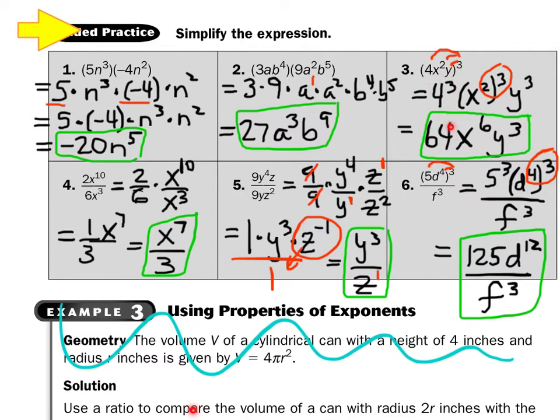So 4 to the 3rd power is 64, and then I copied the x, and I circled the 2 times 3, so it's x to the 6th power, and then I just brought down y to the 3rd power. Okay, take a look at number 4.